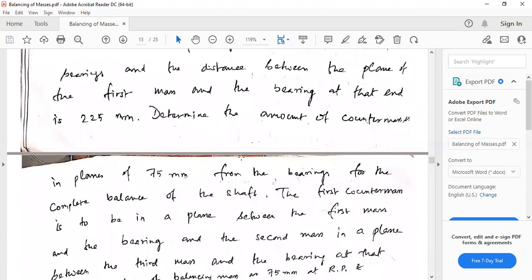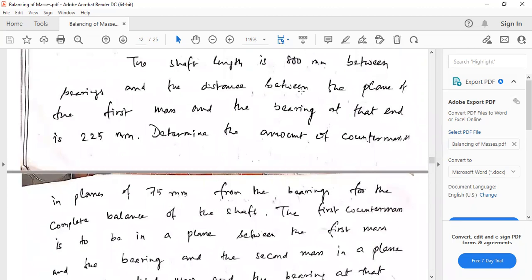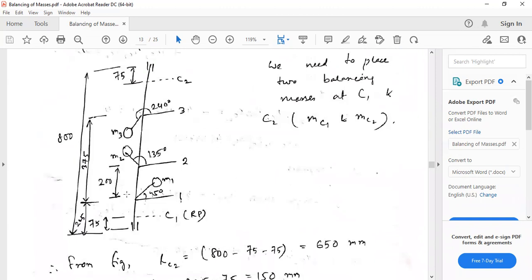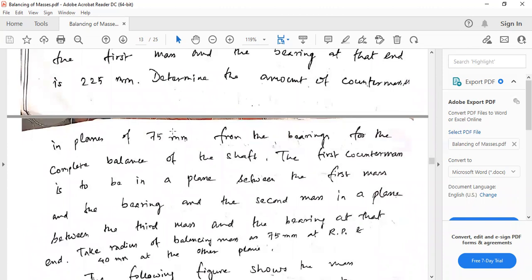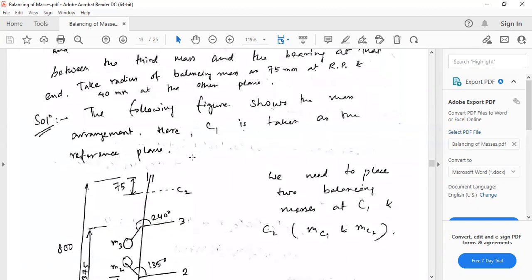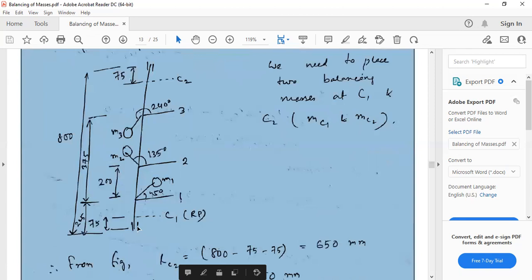Next, you see the distance between the plane of the first mass and the bearing at that end is 225 mm. So the distance between the first mass and the bearing is given as 225 mm. Then determine the amount of counter mass in planes 75 mm from each bearing. So you have to place two balancing masses, 75 mm away from each bearing. From the first bearing, 75 mm away from that, we have to place a counter mass.